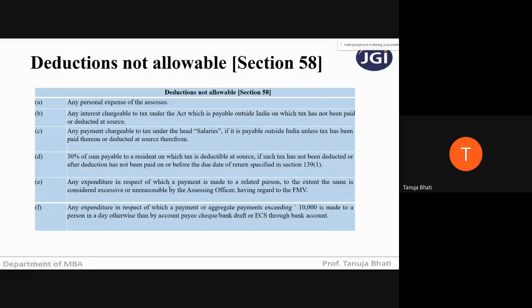Any expenditure in respect of which a payment is made to a related person, to the extent the same is considered excessive or unreasonable by the assessing officer having regard to the fair market value. Suppose to a related person you are making an expenditure which is not as per the market value and it is extra or excessive as per the assessing officer, such deduction will not be allowable. Any expenditure in respect of which a payment or aggregate payment exceeding 10 lakhs is made to a person in a day otherwise than by account payee cheque or ECS through a bank account, then such deductions will not be allowable.